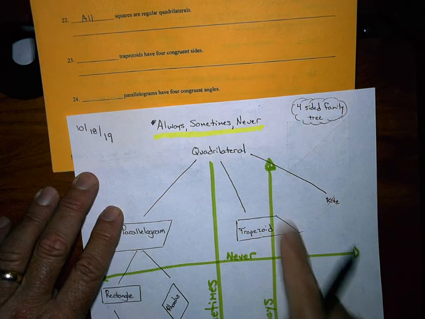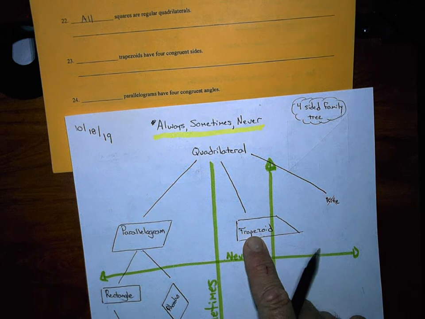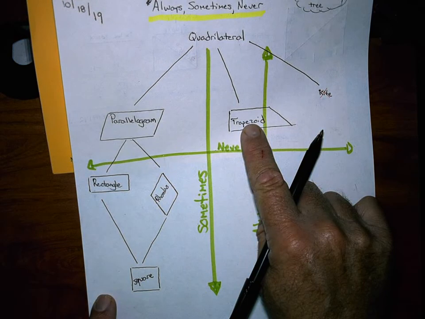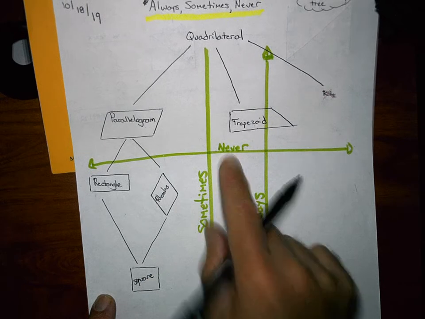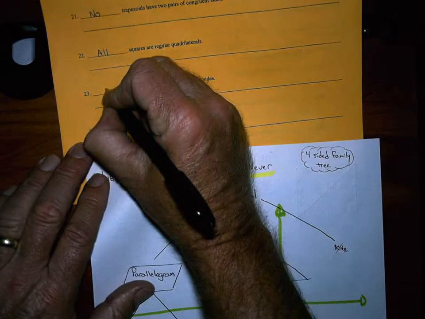Okay, 23, trapezoids have 4 congruent sides. Never. If you have 4 congruent sides, so we're going to start here. What has 4 congruent sides? A rhombus or a square. We can't move across, so that's never. 23 is no for never.